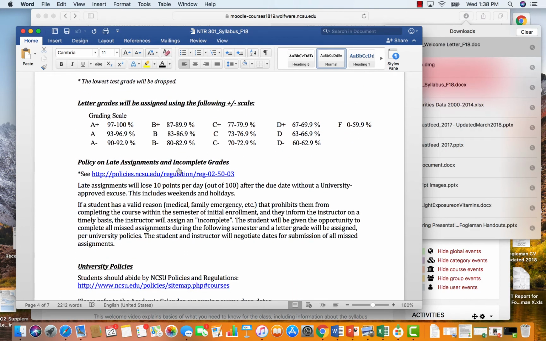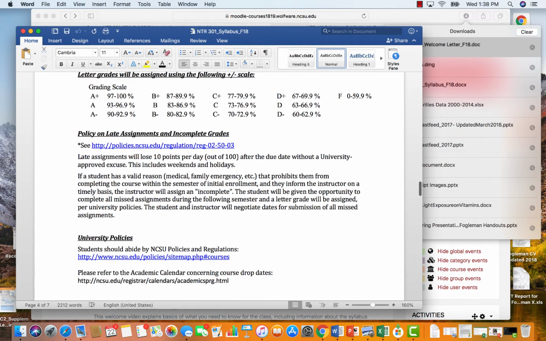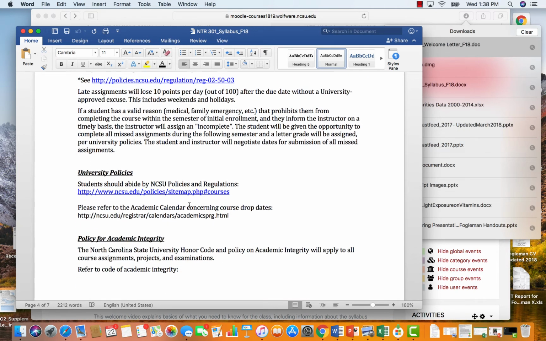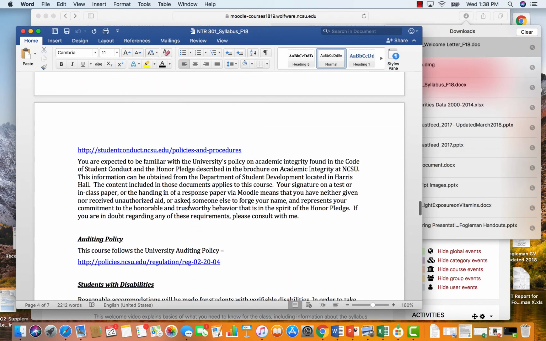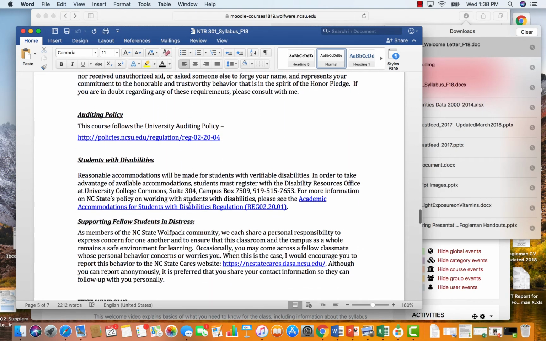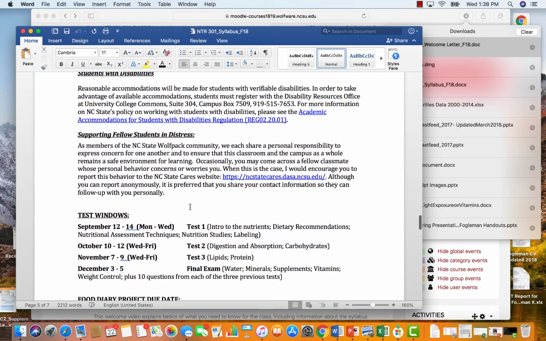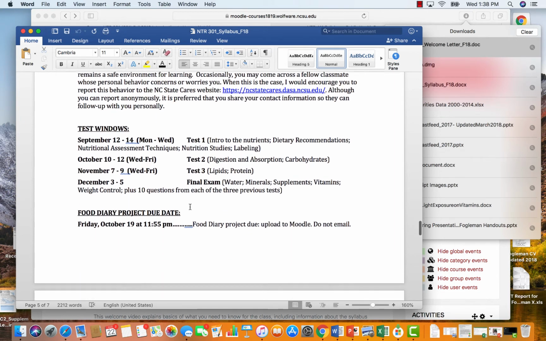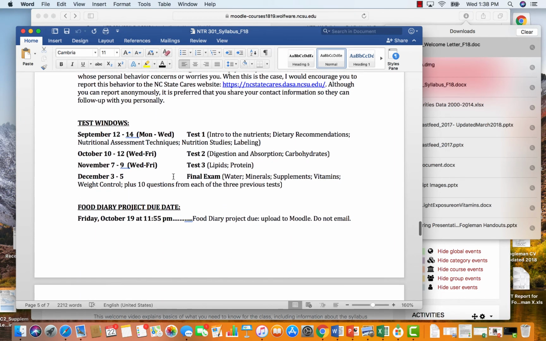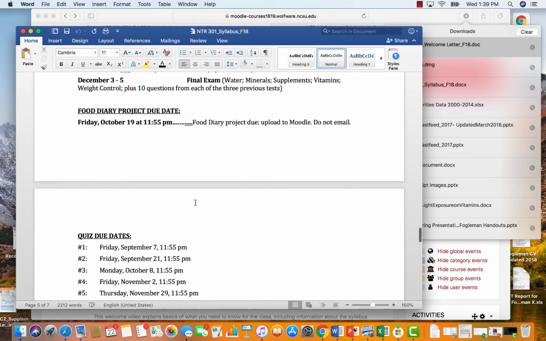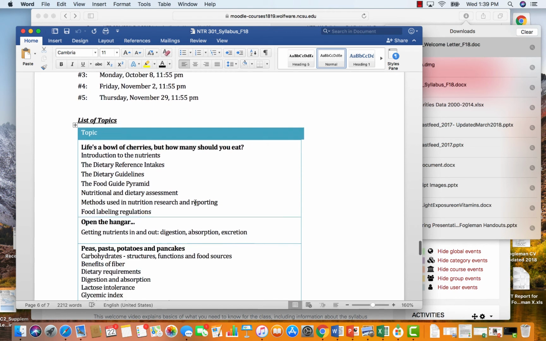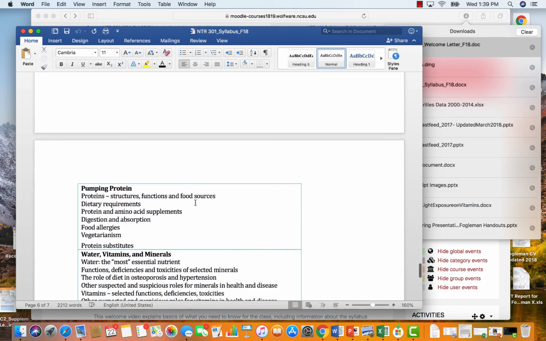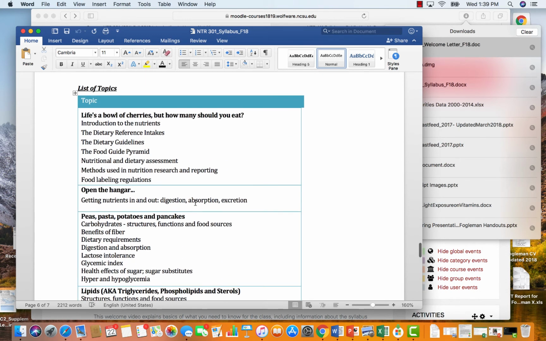All right, here's the policy on late assignments and incomplete grades. And then the other policies on the syllabus, you can go through and read these as well. Test windows are right here for you, the food diary project due date, quiz due dates, and the list of topics. So if you have any questions, I guess I'll go through this with you.